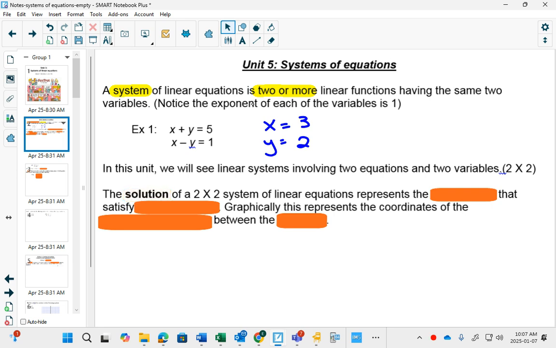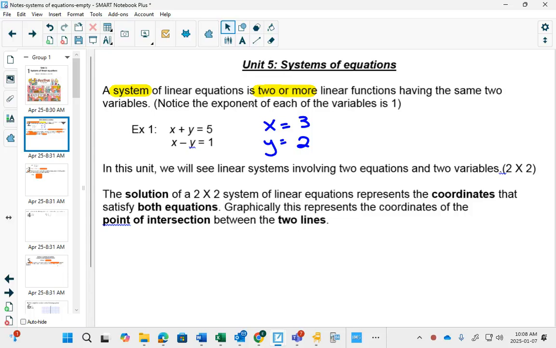So we call the solution of that 2 by 2 as the coordinates that satisfy both equations. And the one that we did here where we guessed and checked, yeah, if x is 3 and y is 2, that is the only way that both of those can be solved. And graphically, this represents where both of these graphs intersect.